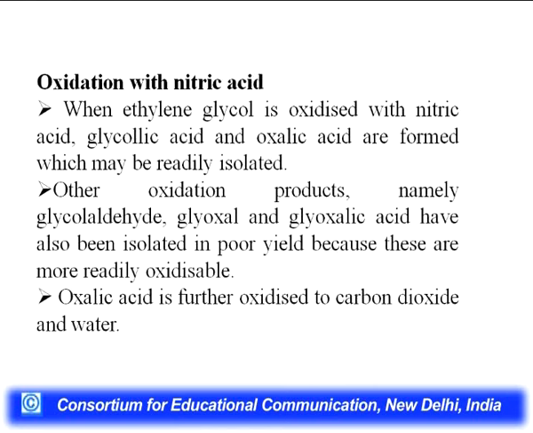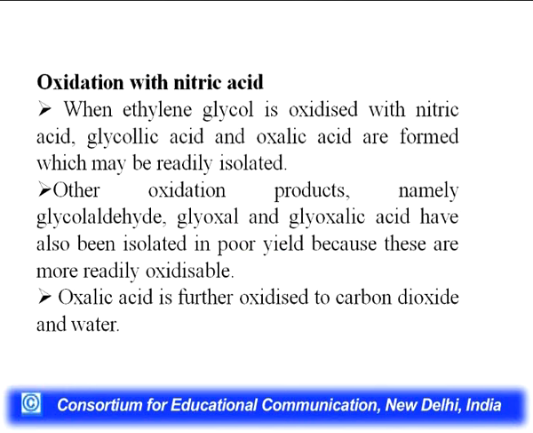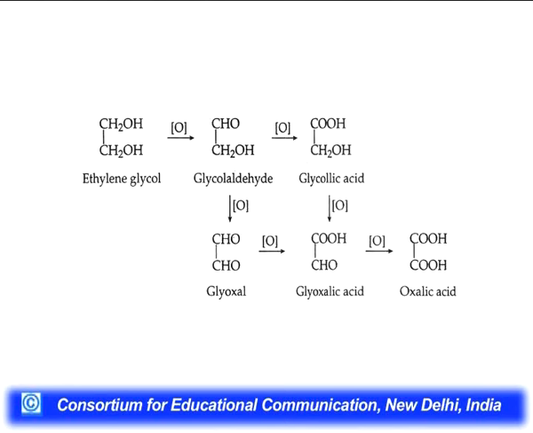Next reaction is oxidation with nitric acid. When ethylene glycol is oxidized with nitric acid, glycolic acid and oxalic acid are formed, which may be readily isolated. Other oxidation products, namely glycolaldehyde, glyoxal and glyoxalic acid, have also been isolated in poor yield, because these are more readily oxidizable. Oxalic acid is further oxidized to carbon dioxide and water.